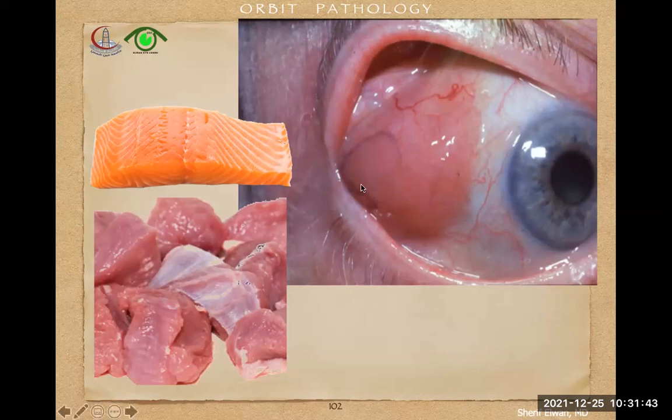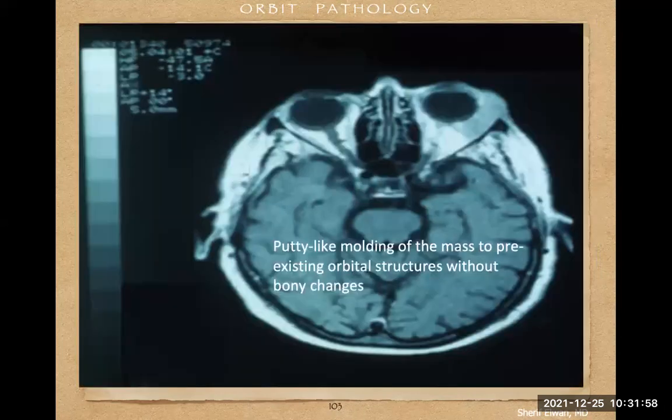this mass of ill-defined edges and very particular pink color as lymphoma. If you suspect lymphoma here, you may save the life of this patient. It looks like a putty-like molding on a CT scan, putty-like molding of the mass to the pre-existing orbital structures without bony changes.